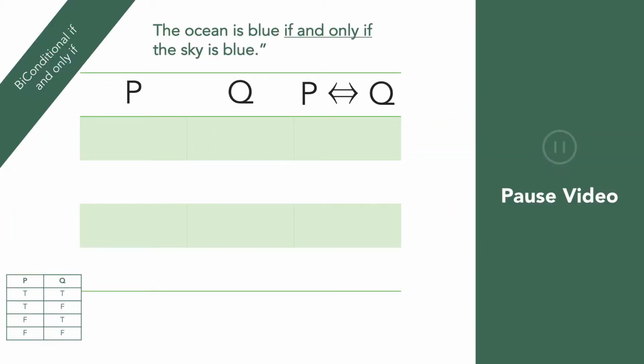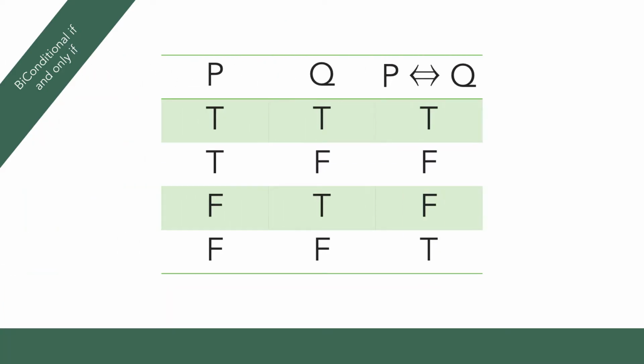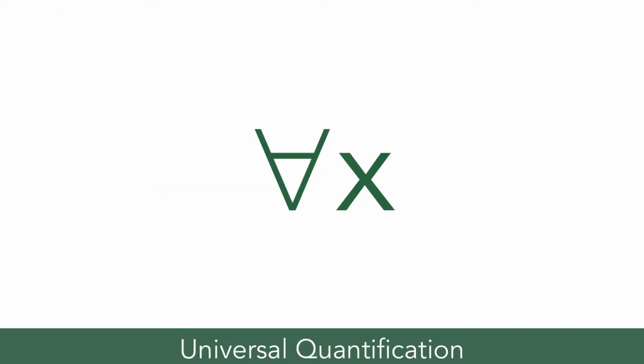Pause the video and try constructing the biconditional truth table on your own. Note again that a biconditional statement is true when P and Q have the same truth value, as shown on this table. This is when both variables are true and when both variables are false. Take a moment to study this if you do not get it right away.